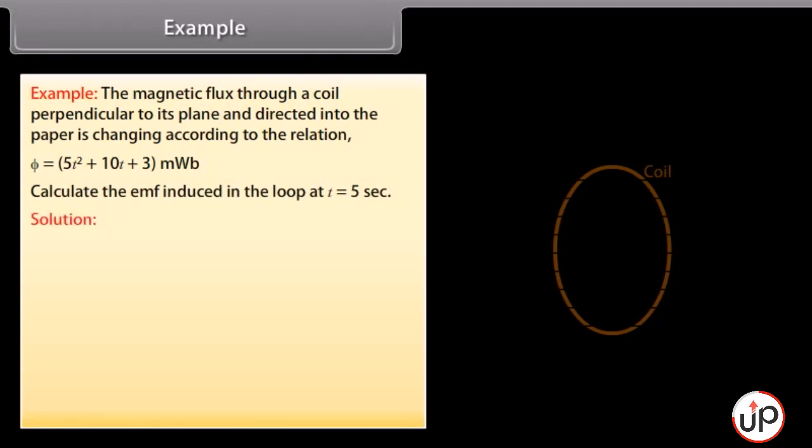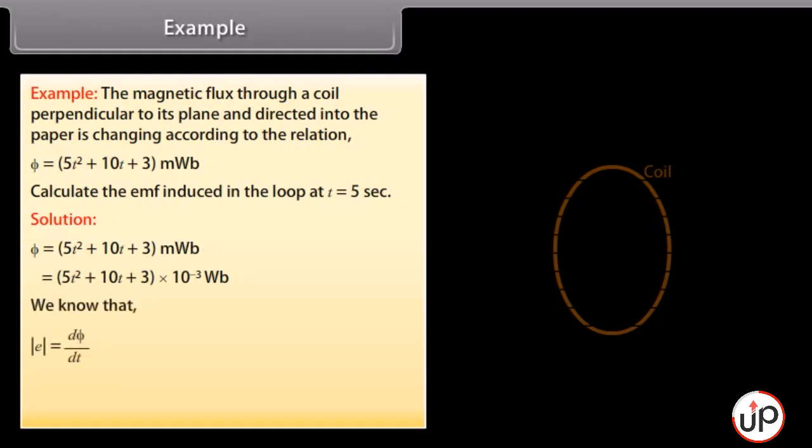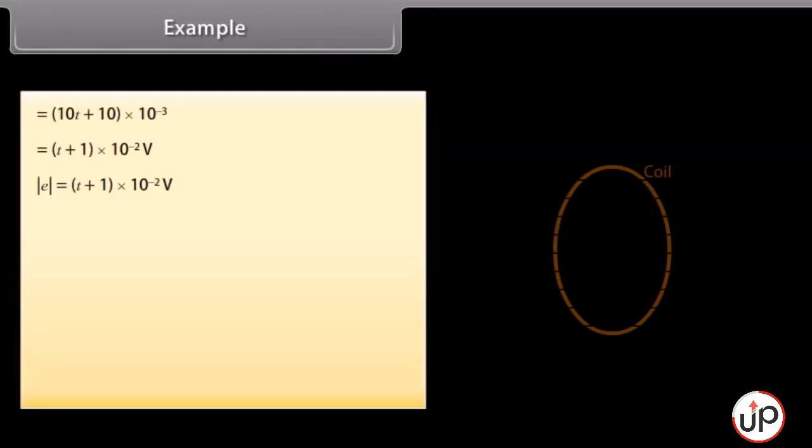Let's see the solution. Given Phi = 5t² + 10t + 3 milliweber, it can be written as Phi = (5t² + 10t + 3) × 10^-3 weber. We know that E = d�phi/dt. By putting the values in this equation we get E = (t + 1) × 10^-2 volt.